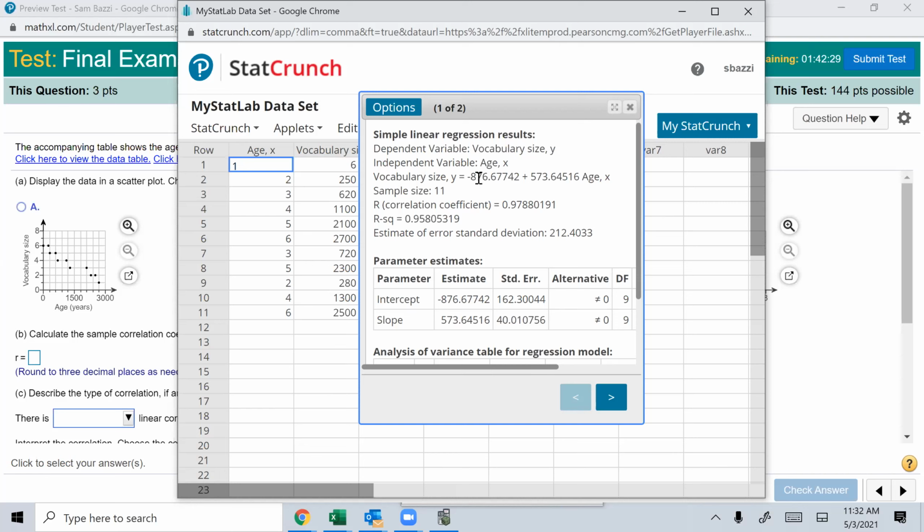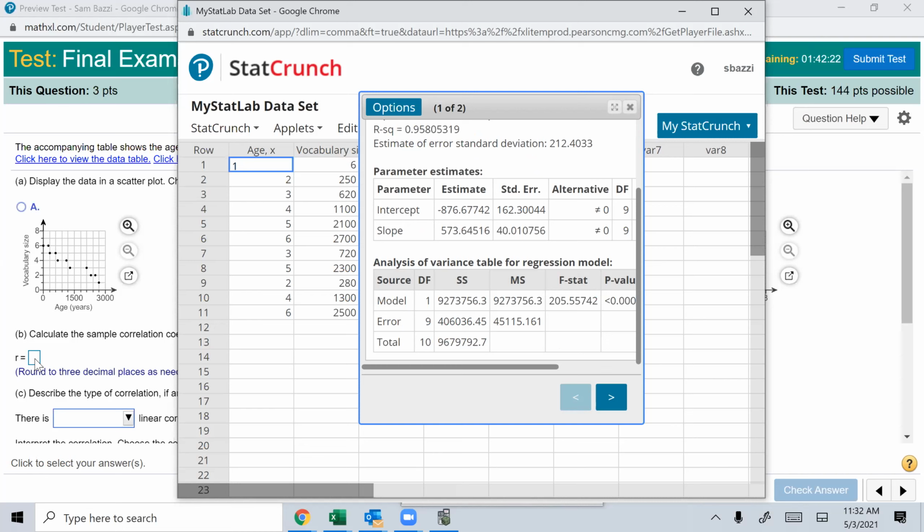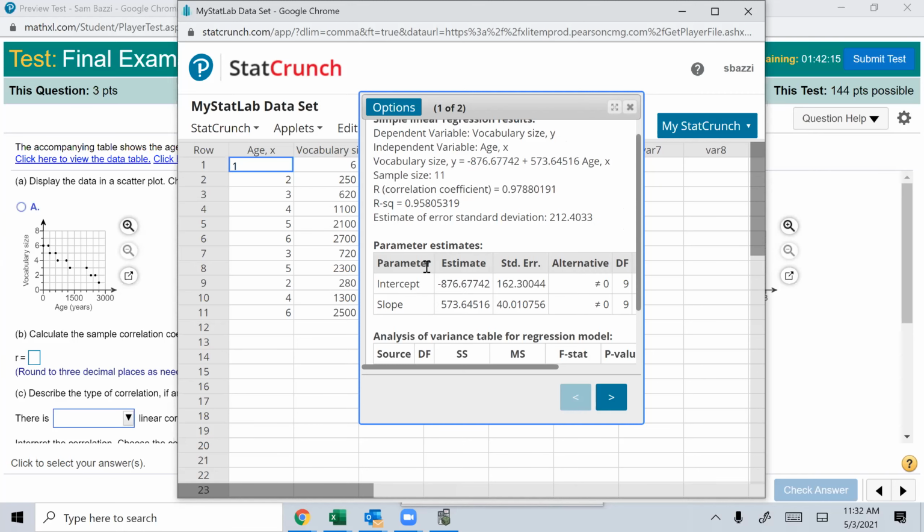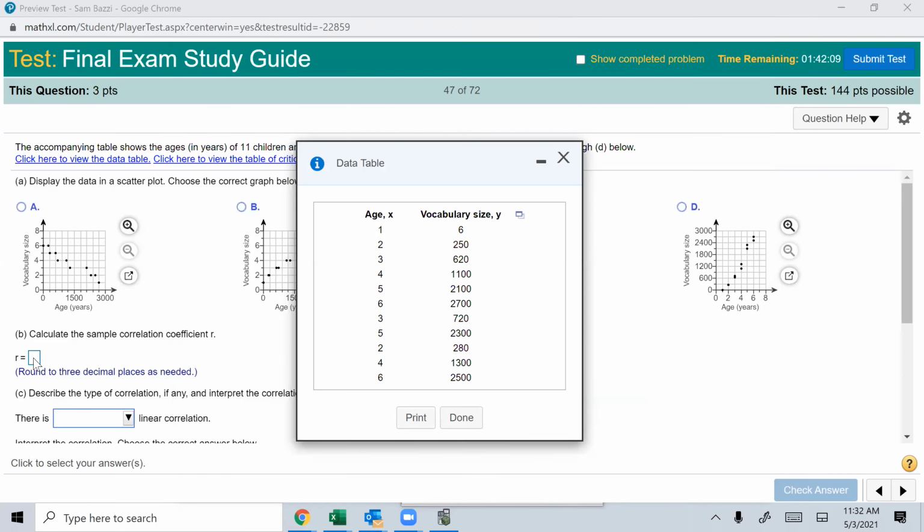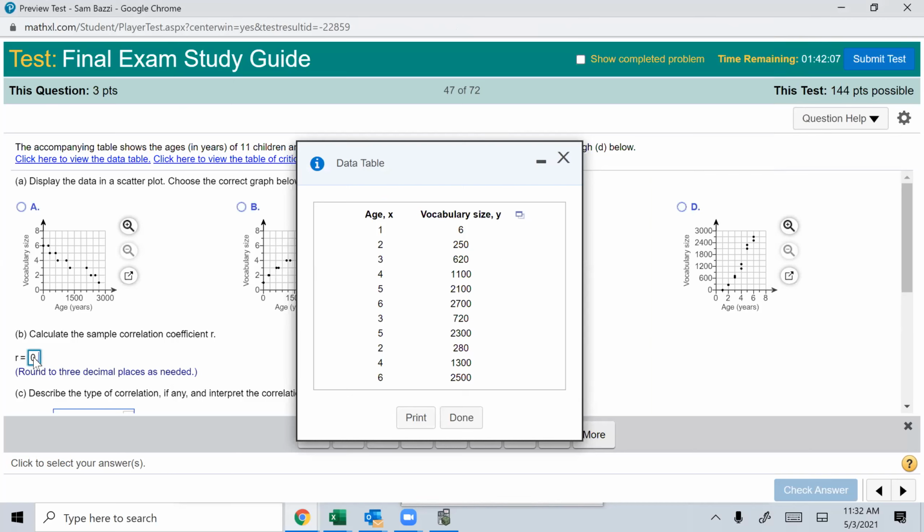Y equals negative 876.67 plus 573x. These are all the values there. So let's just put the value of R here. How many decimals? He says 3 decimals. So 0.979. Wow, that's very strong. All right. And we're done here.